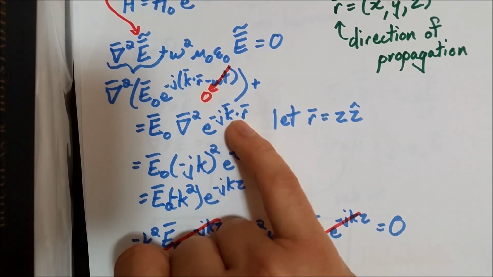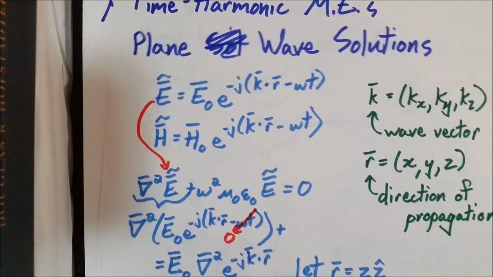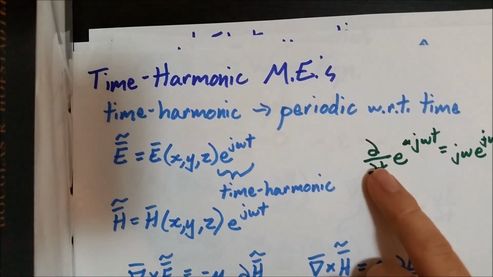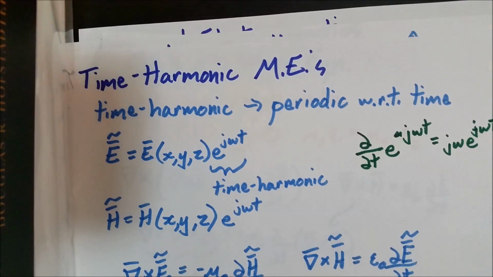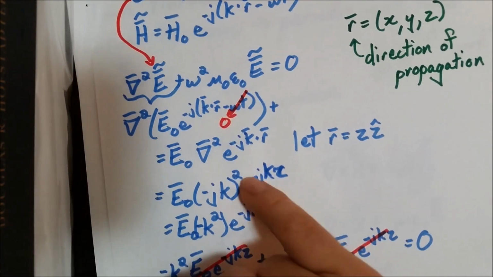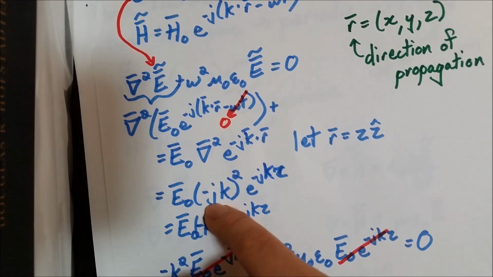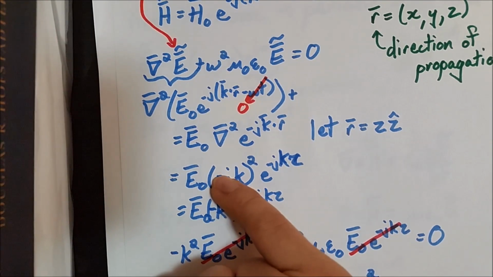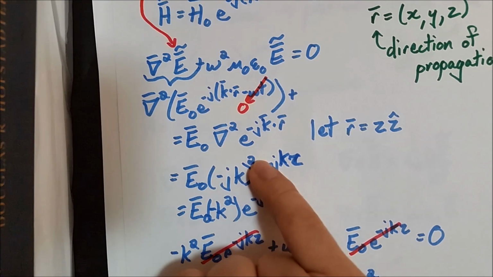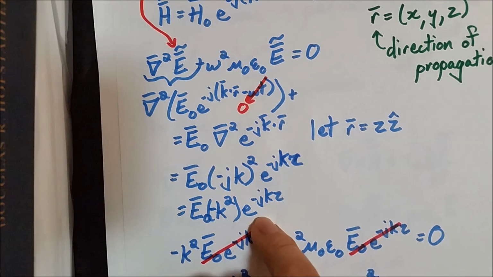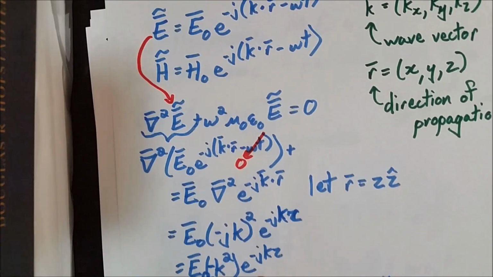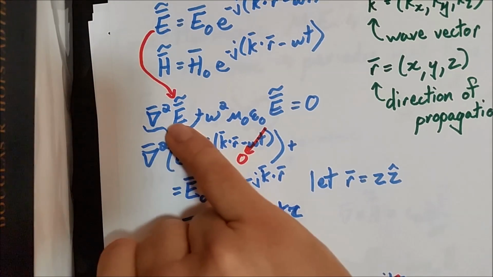The second derivative, as I described here, the first derivative simply results in j omega. The second derivative, in this case, is jk, simply becomes jk squared, and there's a negative here. The negative becomes a positive with the square, but the square of j is -1. Therefore, this becomes the magnitude of E times the negative of k squared times the exponential. So this is for this term.